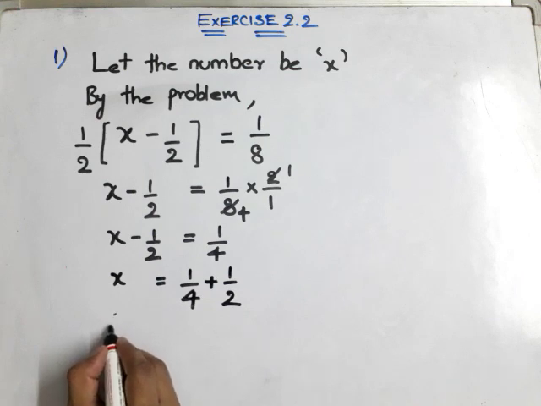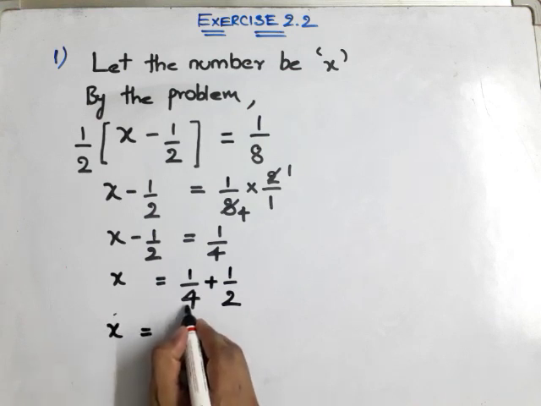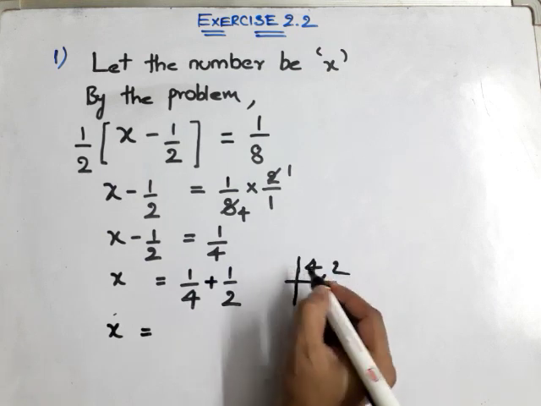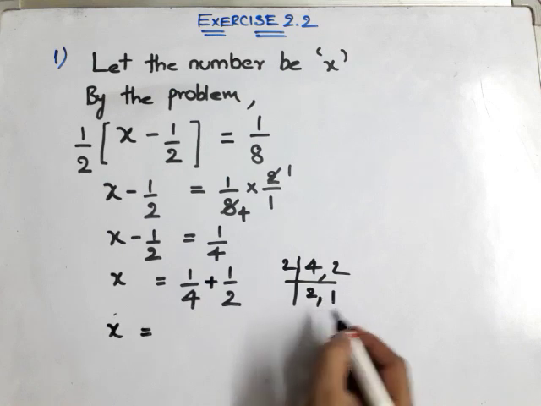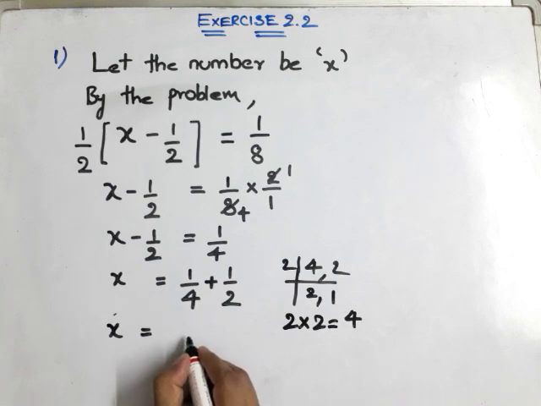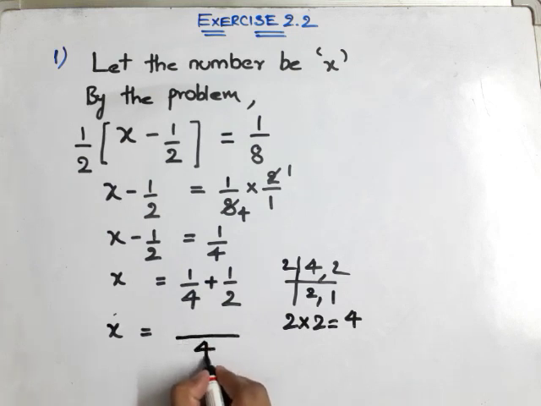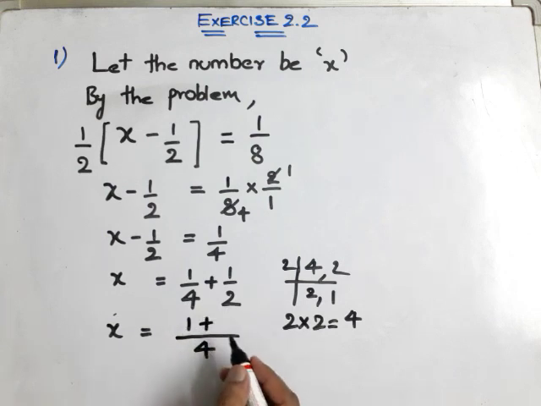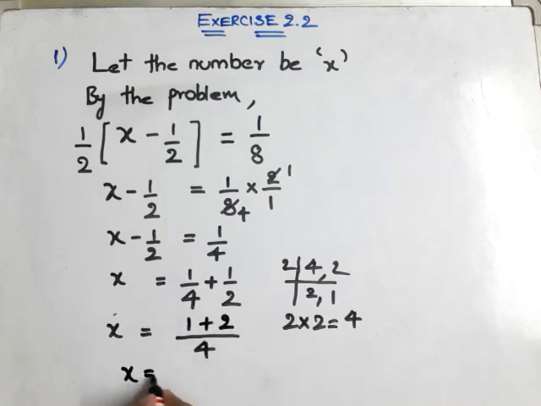Now the value of x. So how can we do this? LCM of 4 and 2. As you know, LCM of 4 and 2: 2 2s are 4, 2 1s are 2. So the LCM is going to be 2 into 2, that is equal to 4. So the overall LCM is going to be 4. So 4 ones are 4, 1 plus 2. How many times is 4? 2 times. So 2 into 1, 2. So the answer of x is going to be 3 by 4. Okay. So the value of x is 3 by 4.